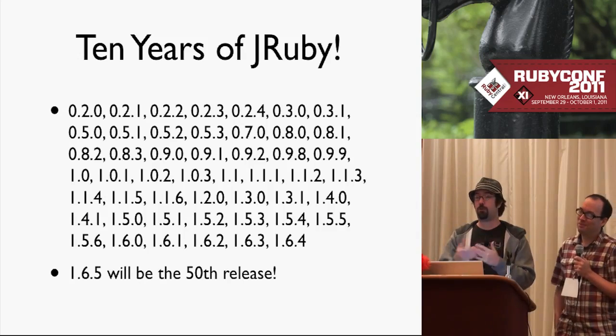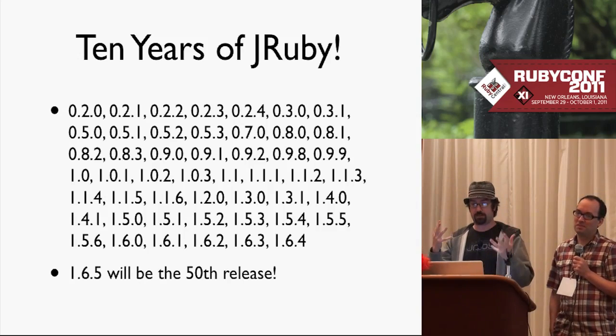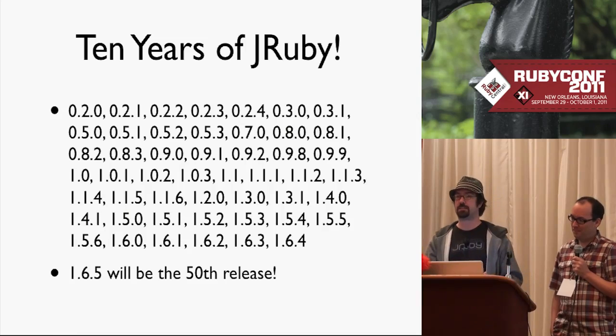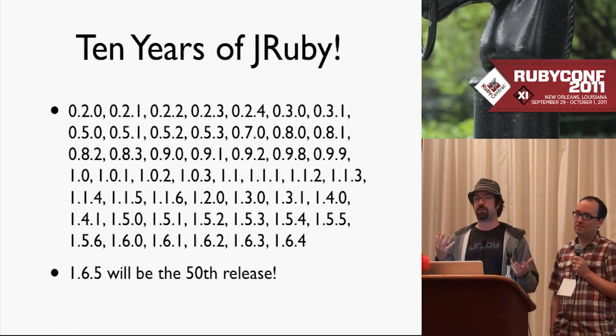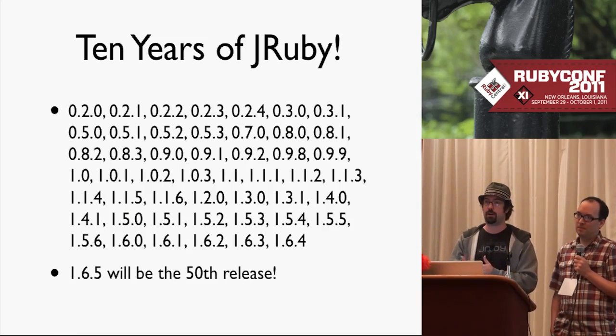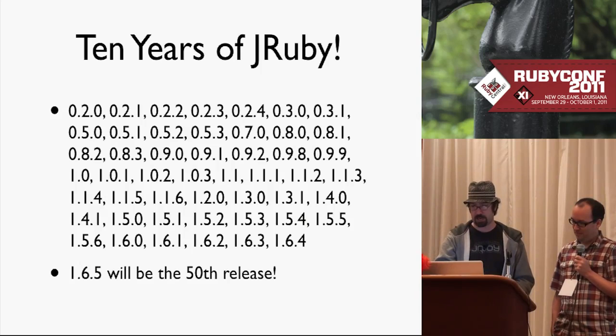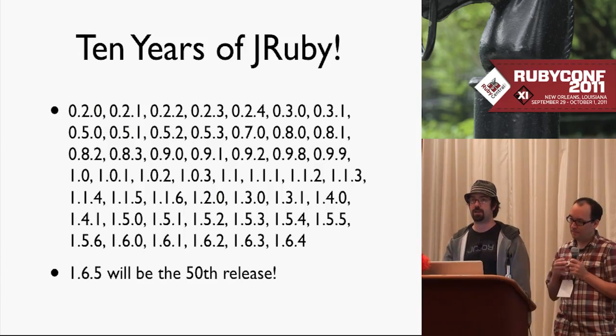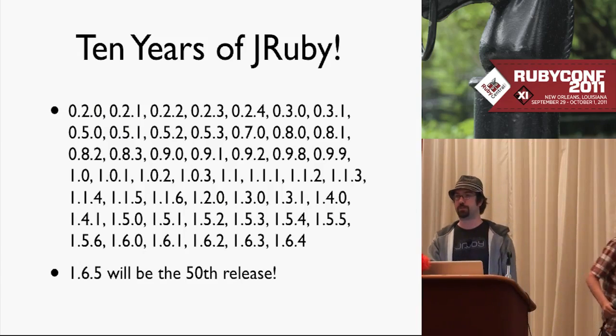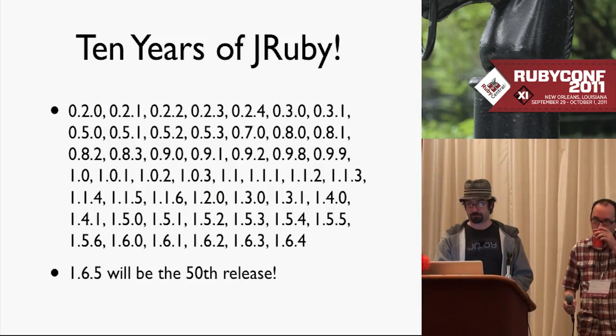But before we get going, we do want to commemorate the fact that this month or next month is basically the 10-year anniversary of the beginning of JRuby. 10 years ago, 2001, Jan Arne Petersen started the first version of JRuby. Here's all of the different JRuby versions we've had over time. 1.6.5, which will probably come out after we do Java 1 next week, will be the 50th official release of JRuby. So it's very exciting that we've been going so strong.